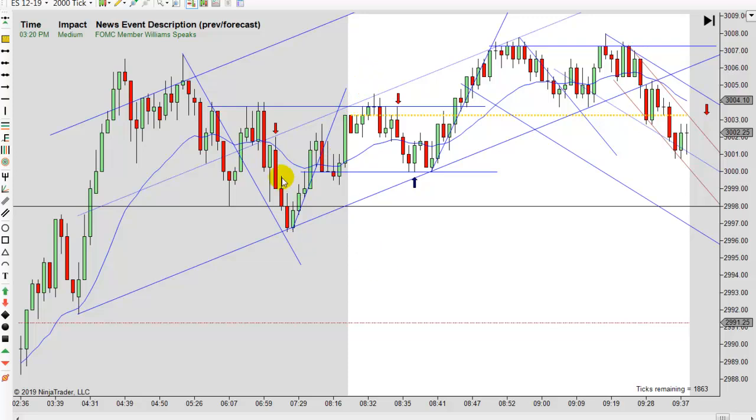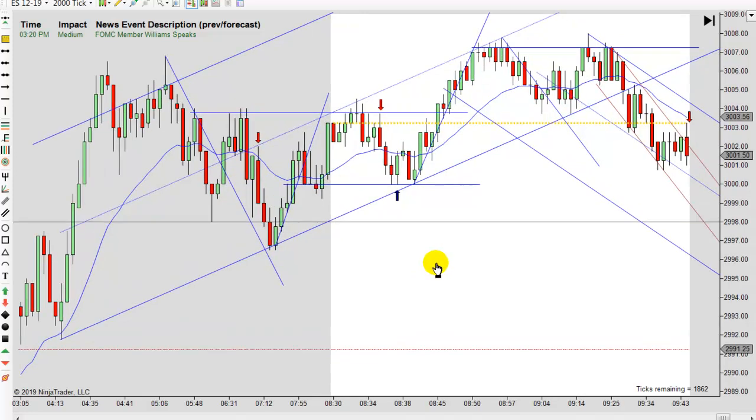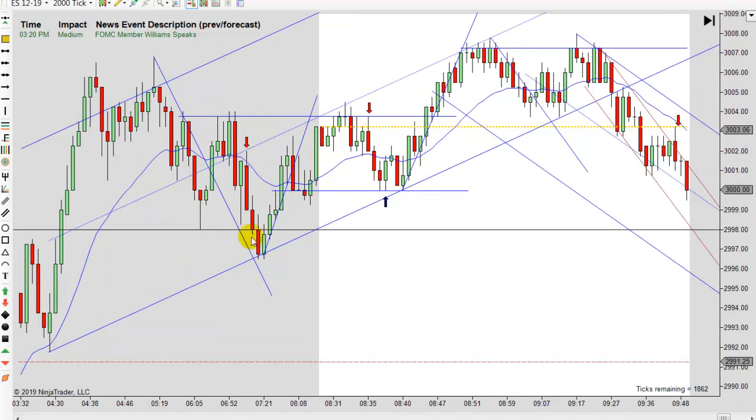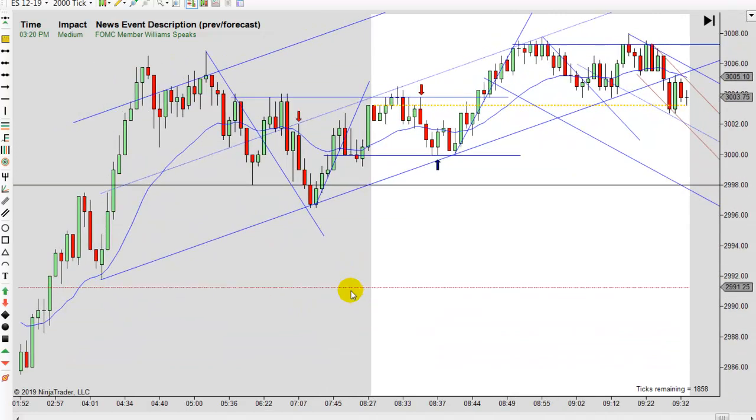But this is a second entry short here. Notice that low, first entry, you try to go higher, and it's a second entry short. It's not a perfect one, but it's still a second entry short. If this would have been my first target, these lows, then this would have been my next one. We didn't get anywhere near that.